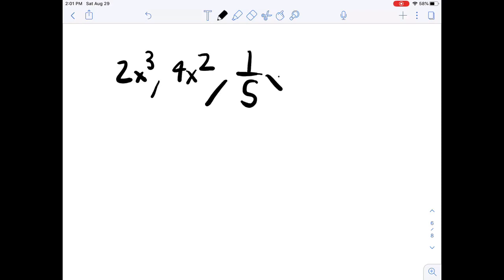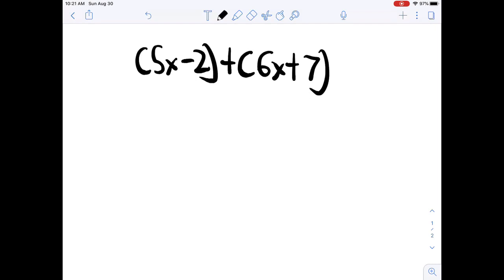Unlike terms have different variables or the same variable but raised to different exponents. So 2 times x to the power of 3, or 4 times x to the power of 2, or 1 over 5 times x to the power of 10.